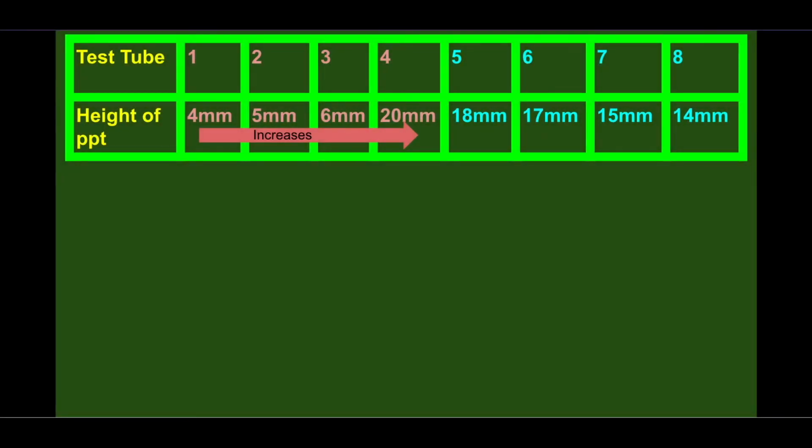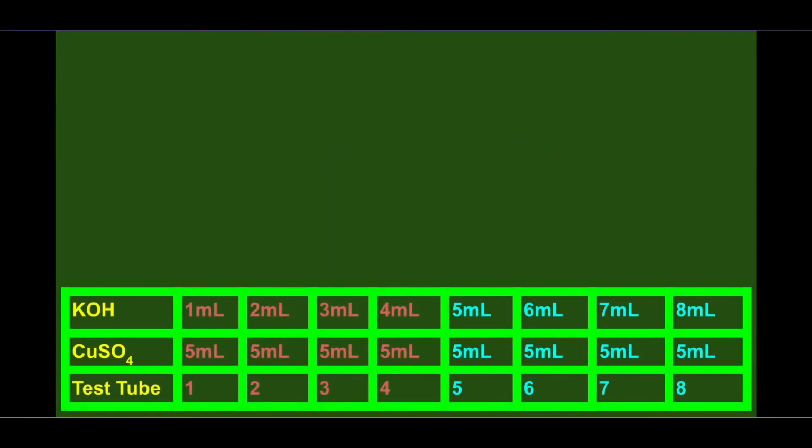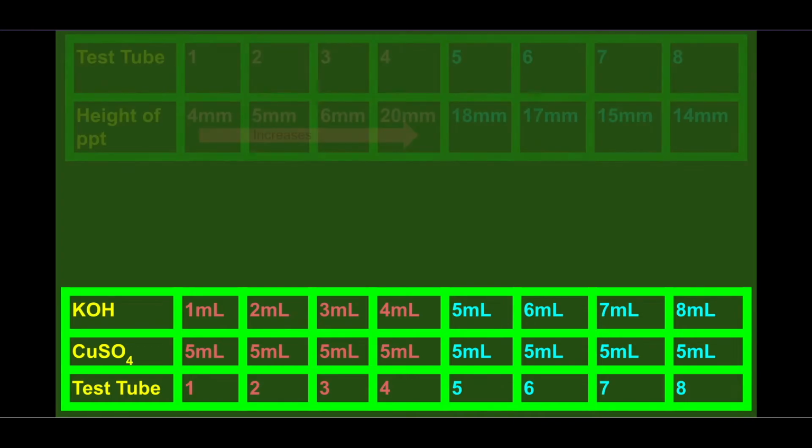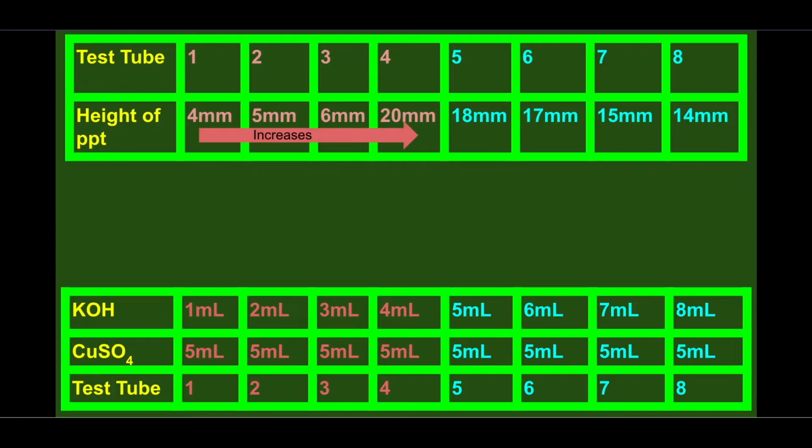So what does this data mean? Well, as you can see in tubes 1 through 4, the precipitate height increases. And if you remember from the beginning of the activity, we had 5 milliliters of CuSO4 for each tube and an increasing amount of KOH from tubes 1 through 8. The CuSO4 stays at 5 milliliters through the entire experiment, yet the KOH values change. And since the precipitate height increases, with KOH being the only variable that increases itself, the KOH must be controlling the reaction, or in other words, it is the limiting reactant in tubes 1 through 4.